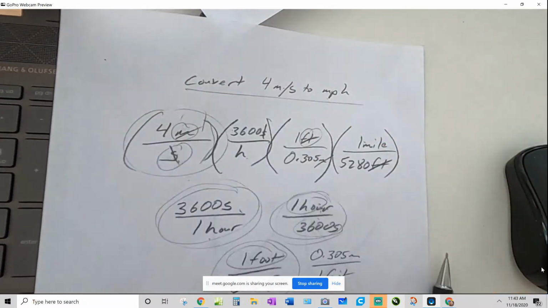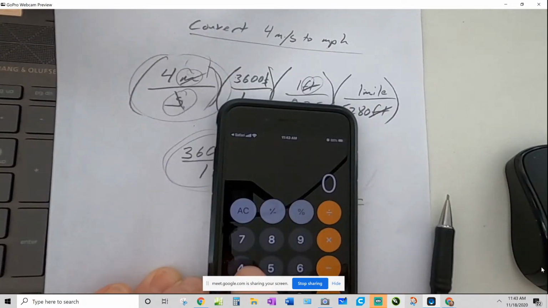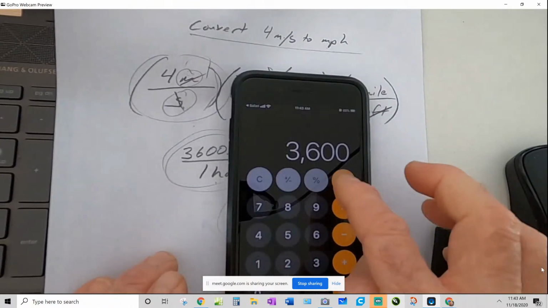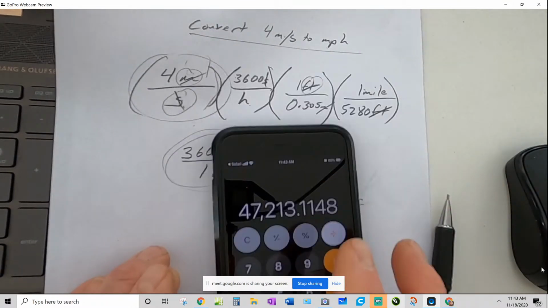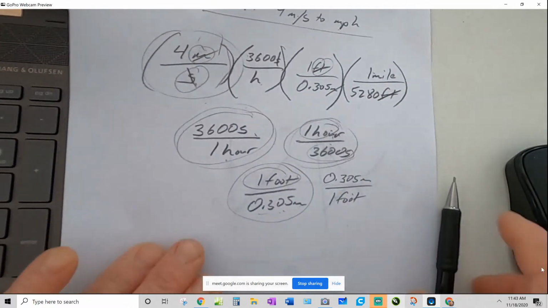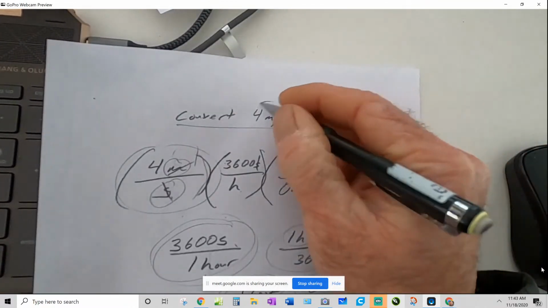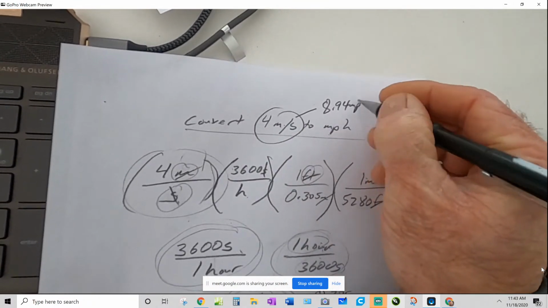Actually, I don't know why I turned it that way. So I can do 4 times 3,600 divided by 0.305 divided by 5,280, and I get 8.94. 4 meters per second is 8.94 miles per hour.